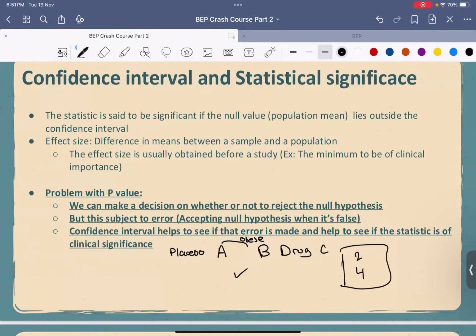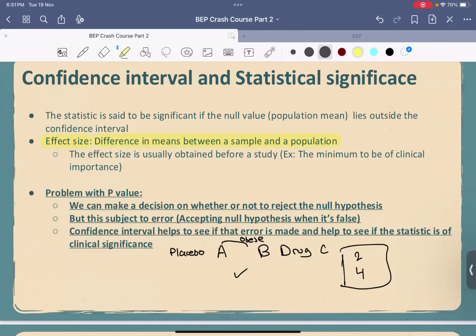So how do we measure the clinical significance? We have something called the effect size. Okay, and we're going to touch upon the effect size multiple times during the course of the 6 lectures. It's a very important concept. And this is the difference in means between the sample and population. So, as we said here, we want to see how different the means actually are, okay?